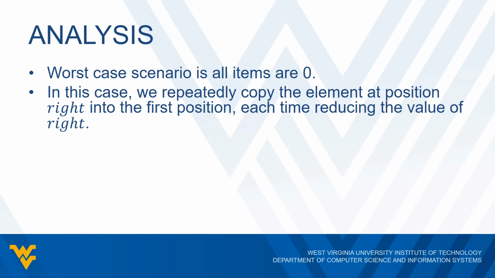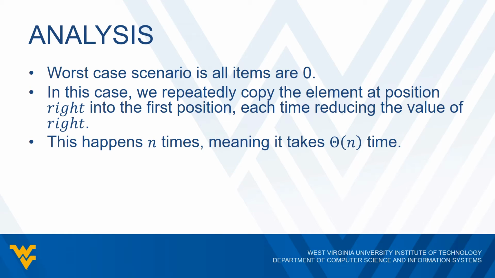What that means is we're going to repeatedly copy the element at position right into the first position. Each time we copy, we're going to reduce the value of right, so we're going to keep moving from right all the way to left. We're going to do n copies because there are n items in the list. Since this happens n times, it's going to take theta of n time.